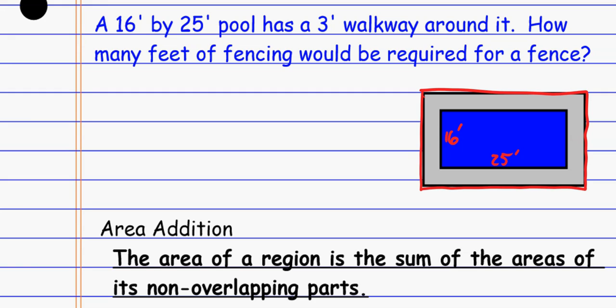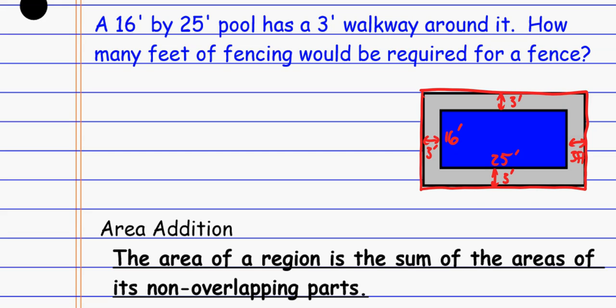But now it also tells me that the walkway is 3 feet wide. In other words, the distance right here, this width, is 3 feet. But the same is true over on the other side. That's also 3 feet, okay? And up here, that's also 3 feet. And down here, that's also 3 feet.